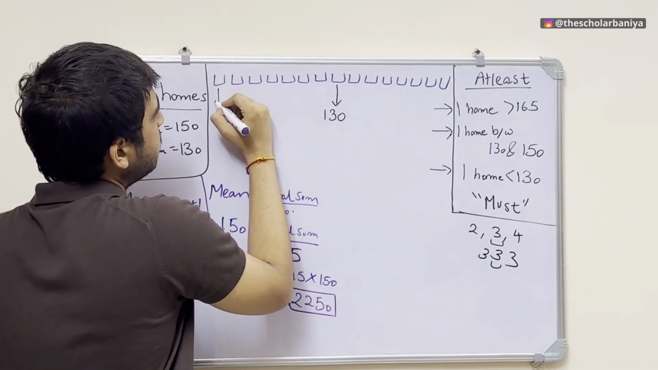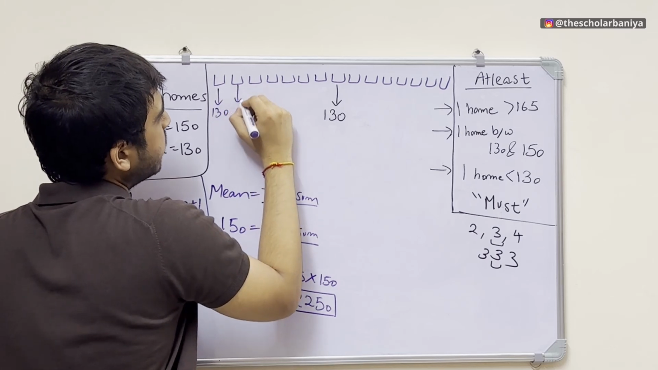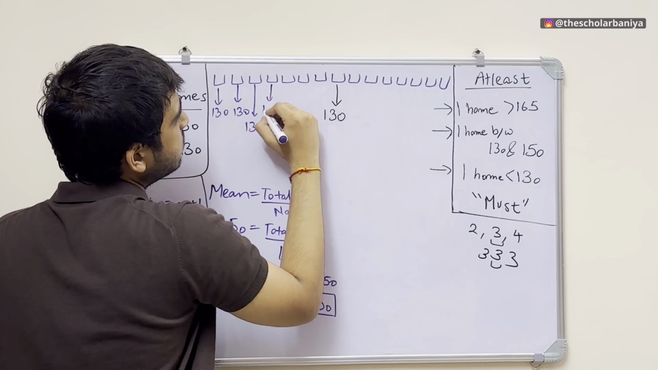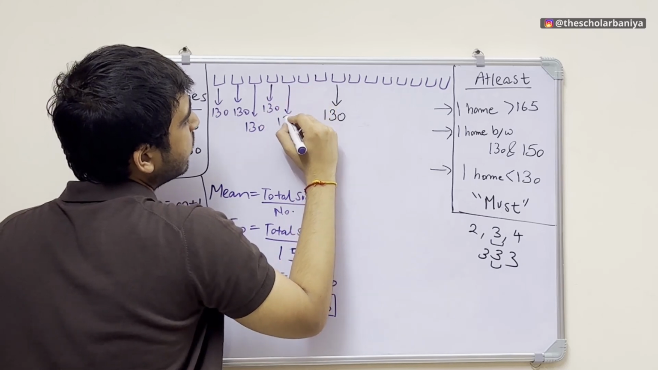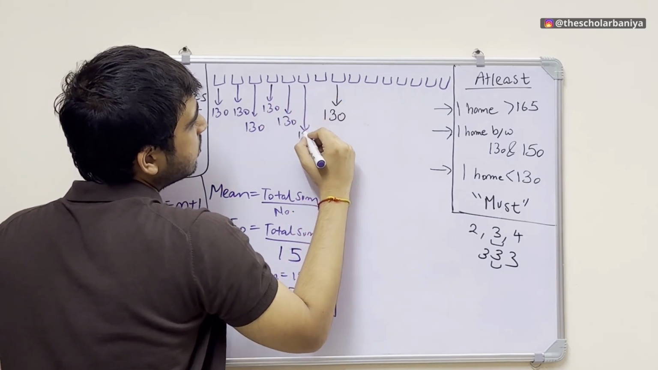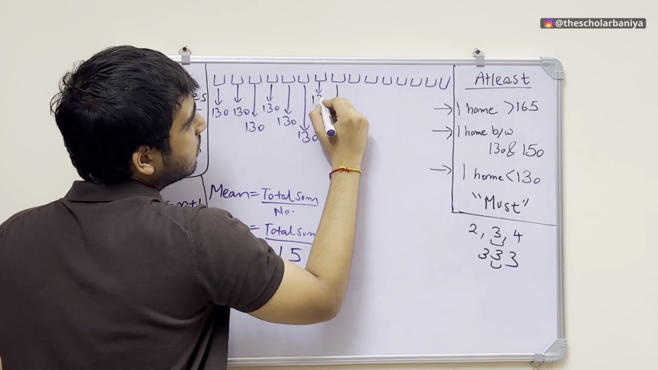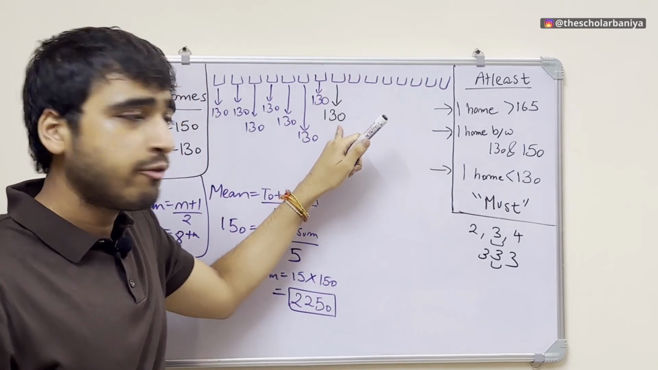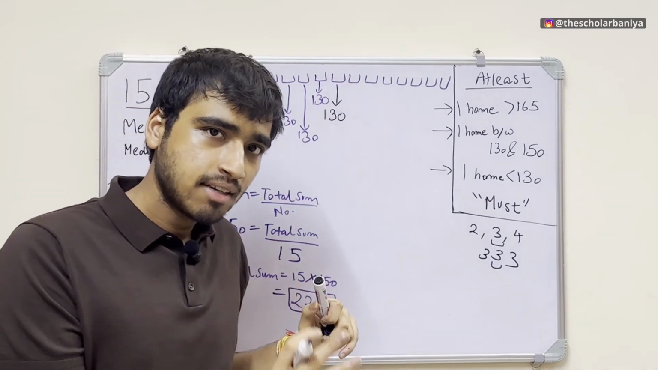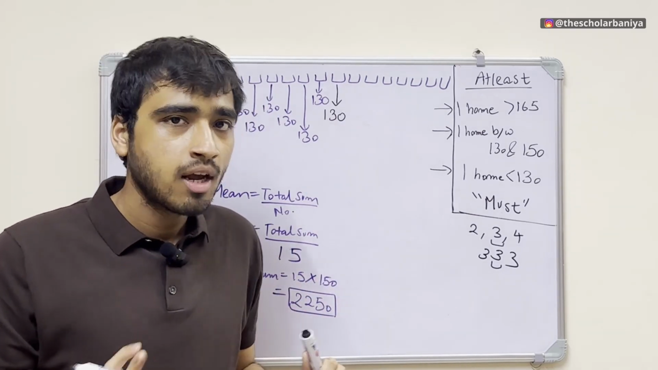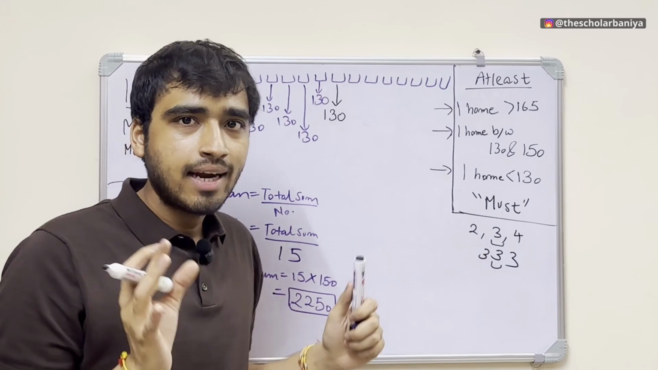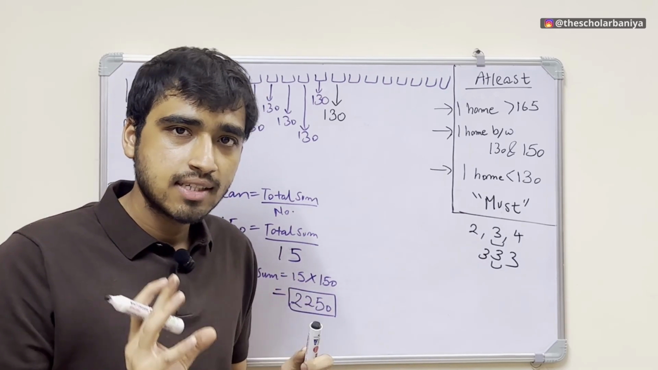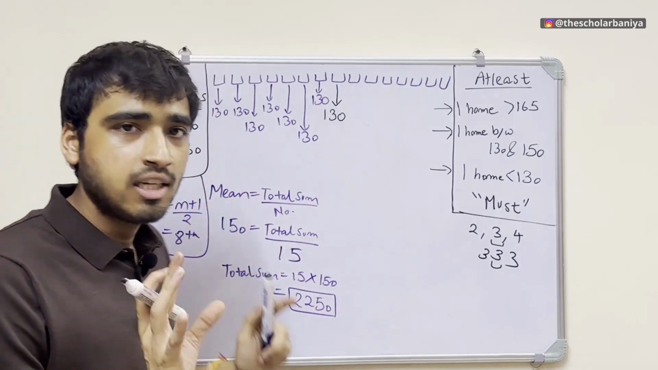So this is 130, this is 130, this is 130, this is 130, this is 130, this is 130, and this is 130, right? So all these homes on the left of 130 can either be less than 130 or equal to 130. But we have assumed right now that no house is less than 130. So the only option we are left with is that all these houses are equal to 130.